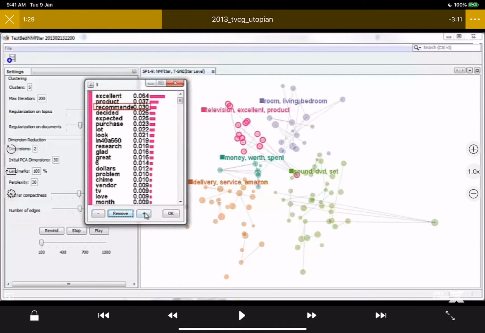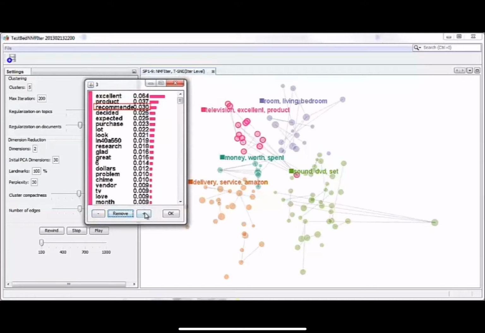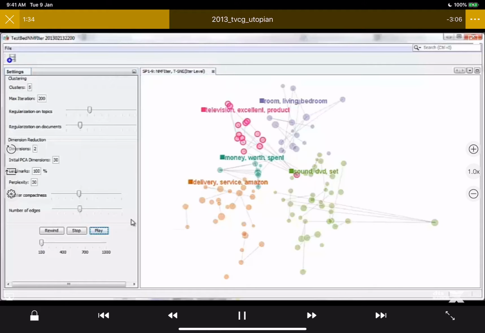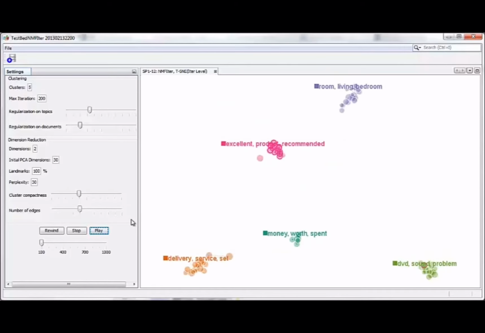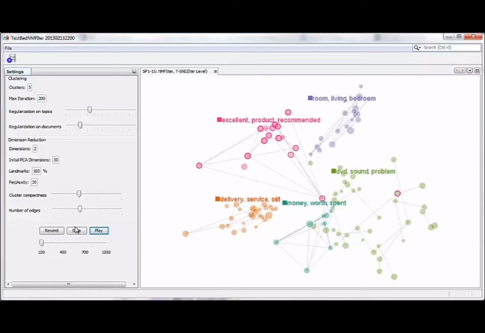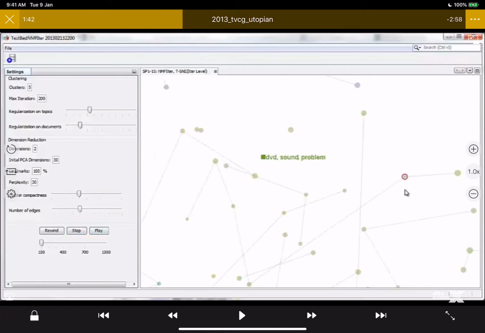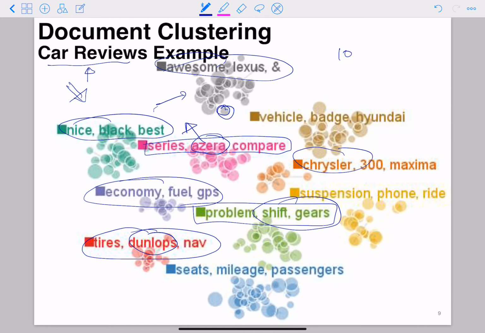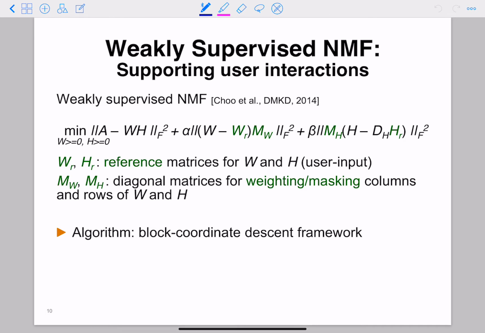Instead, I increased the weight of the keyword corresponding to recommended. I pressed the plus button a few times, and this is the newly updated result after performing topic modeling on this user feedback. I'll skip the rest of the story, but this is the algorithm to perform this semi-supervised topic modeling or clustering from the non-negative matrix factorization perspective.